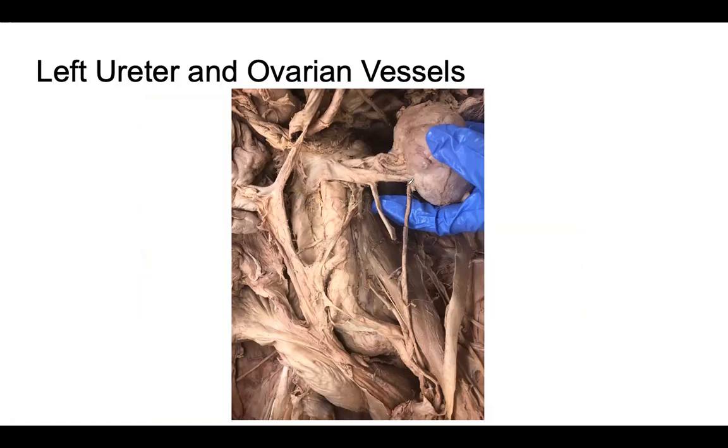And then we can also appreciate the ovarian vein on the left. So we spoke about the asymmetry with the ovarian vessels, specifically on the left side: the vein is going to the renal vein instead of going all the way over to the inferior vena cava, which is more towards the right.